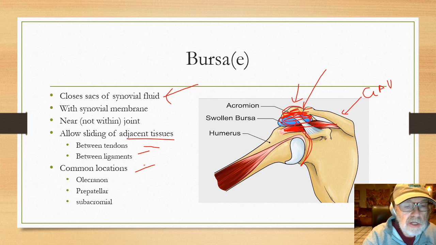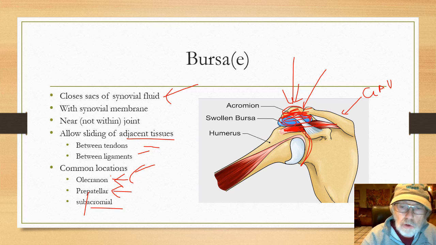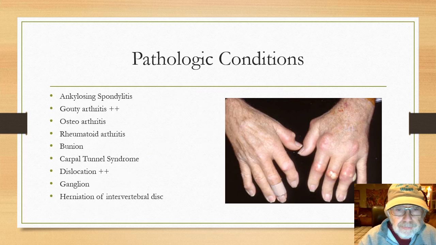A couple common locations. There's one over the elbow joint on the back of the elbow, which is called the olecranon bursa. There's one in front of the knee, which is called the prepatellar bursa. And this one up in here would be called the subacromial, because sub means below, acromial means the acromion or the top of the shoulder. Okay, and that's what we saw with the bursa.